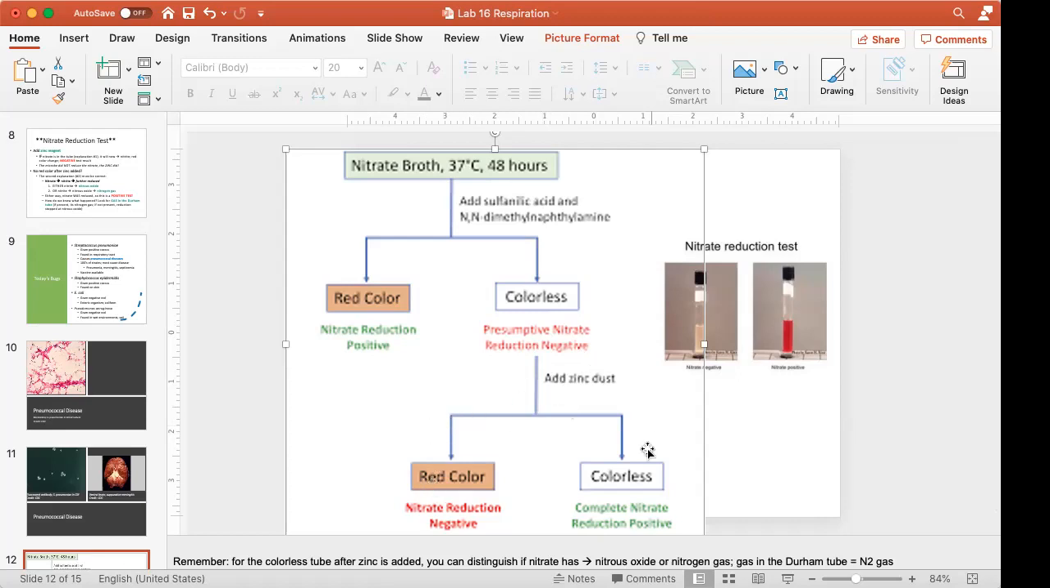If I add zinc dust and it's still colorless, well, now I need to look into the Durham tube. I know I've got a positive test for nitrate reduction, but I don't know which end product was produced. So I'm going to look into the Durham tube. If there's a gas bubble in there, I know that my microbe took the nitrate and reduced it to nitrogen gas. If there's no gas bubble in there, my organism took the nitrate and reduced it to nitrous oxide.